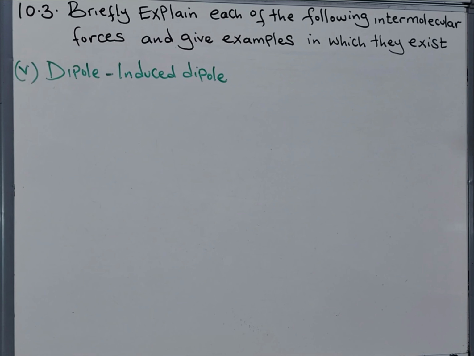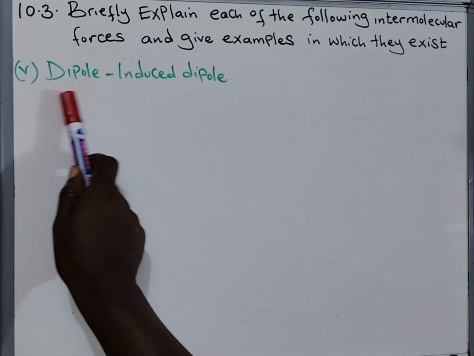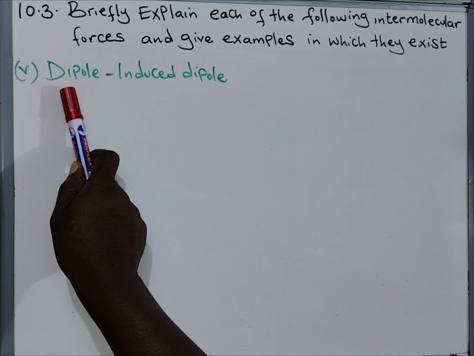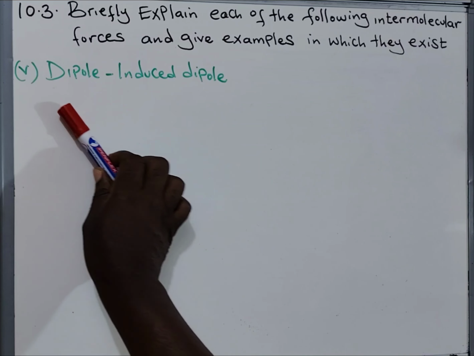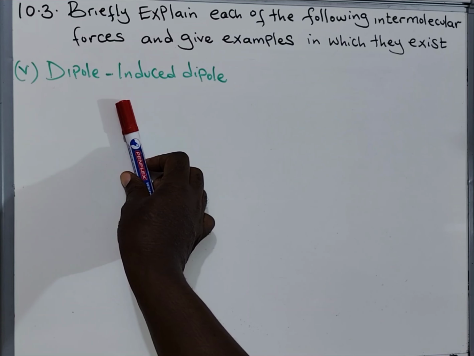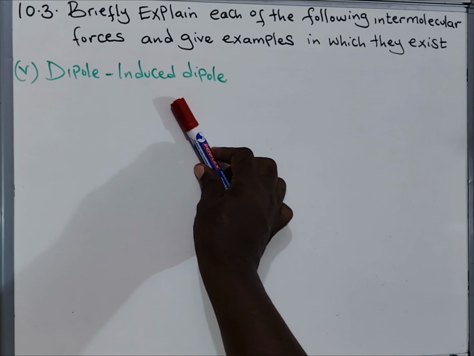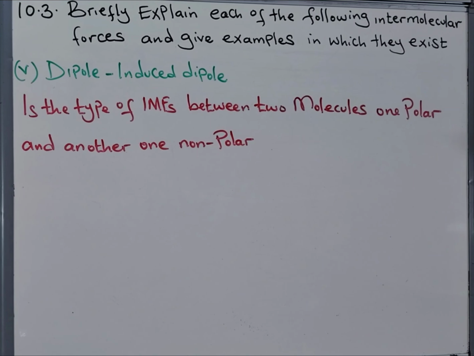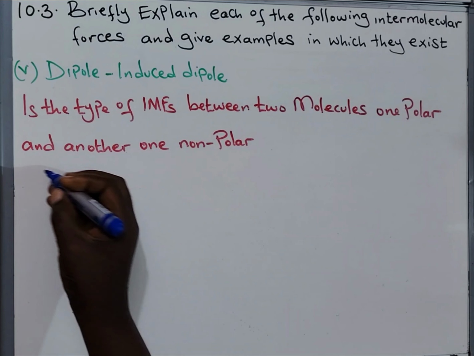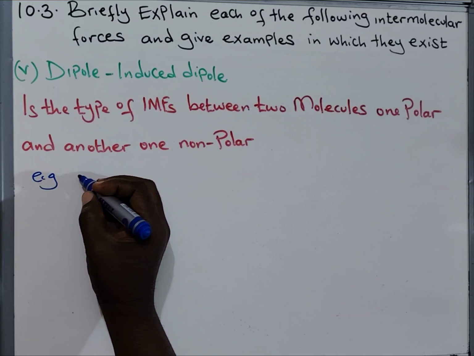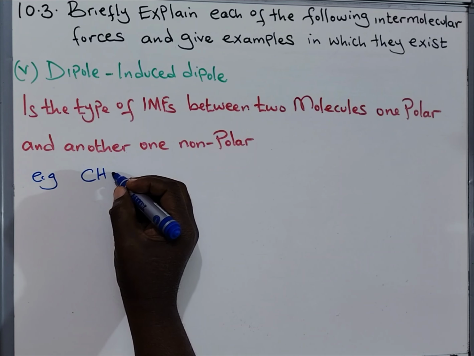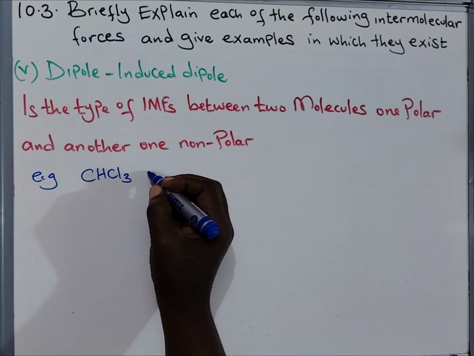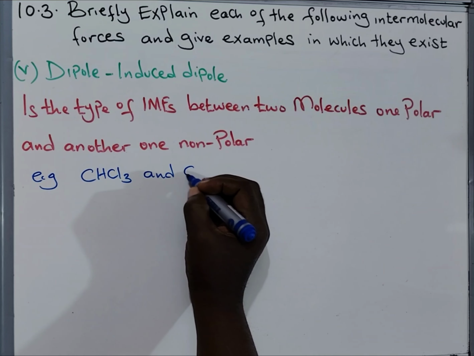Then we come to dipole, induced dipole. You have to know that dipole implies the molecule is polar. Induced dipole means that the molecule is non-polar. So the interaction here is between two molecules, one polar and another non-polar. The example is the interaction between trichloromethane and tetrachloromethane.